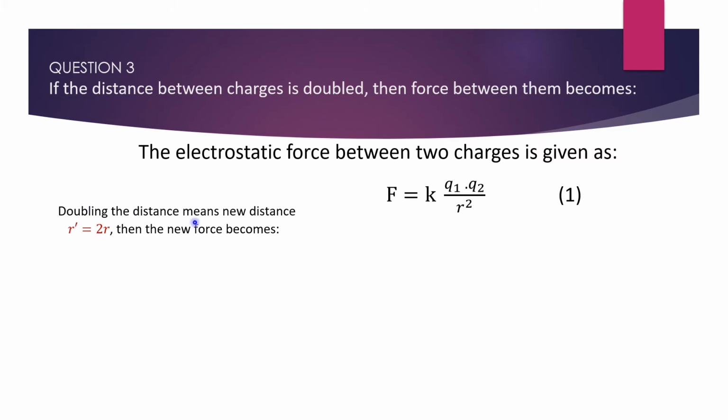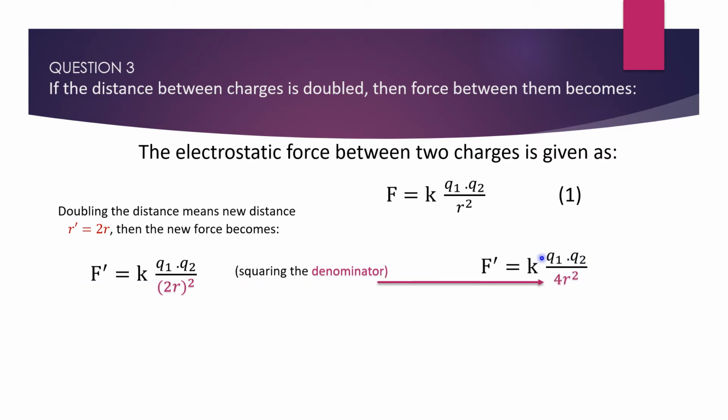Now, doubling the distance means new distance R dash becomes 2R. Then the new force becomes F dash is equal to K Q1 Q2 over 2R square. Now, squaring the denominator results in F dash is equal to K Q1 Q2 over 4R square. Now, separate this 4 from K Q1 Q2 over R square and write it as F dash is equal to 1 by 4 K Q1 Q2 over R square.